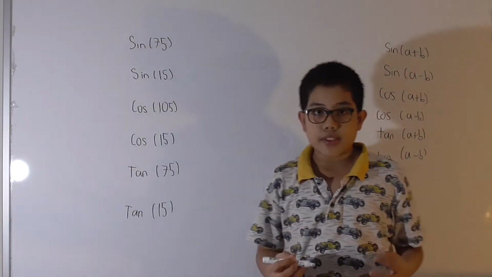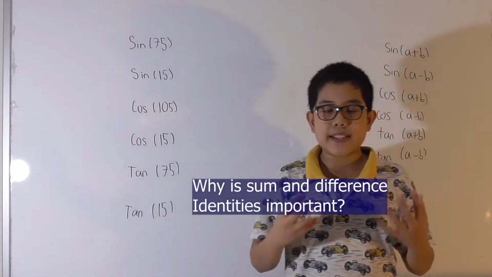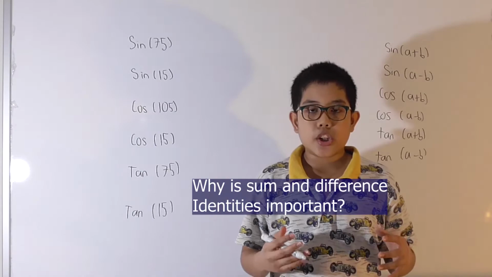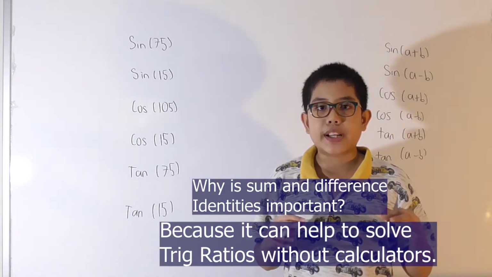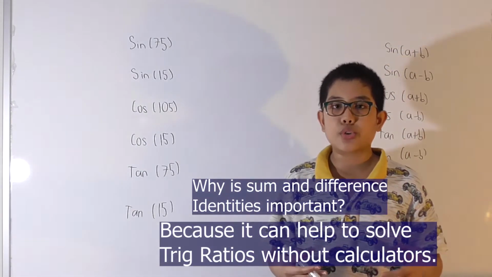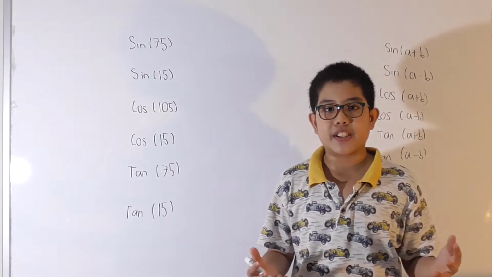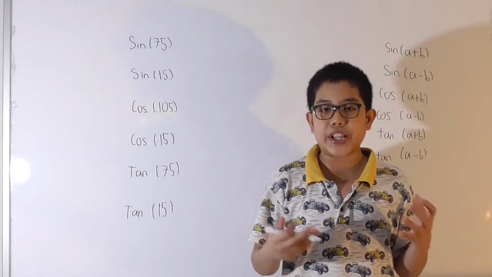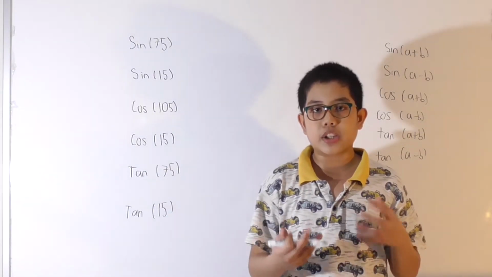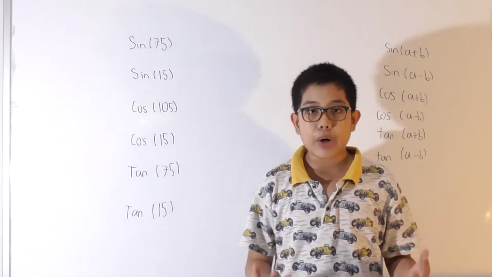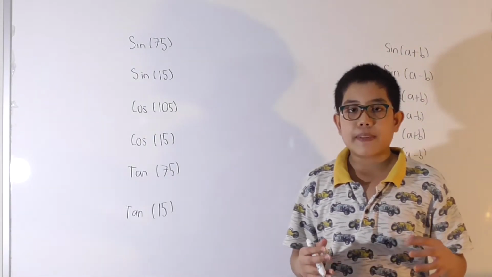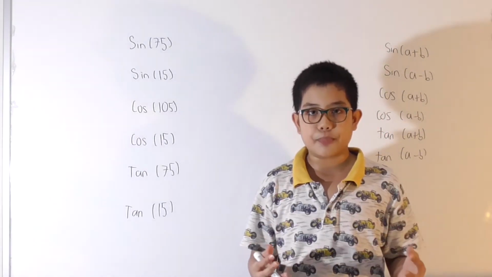The reason why studying the sum and difference identities is important is that with them, you can solve for trig ratios without a calculator, like 75, 105, 15. We all know that those are not special angles, so solving them without a calculator would be really hard. However, using the sum and difference identities, we can solve them.